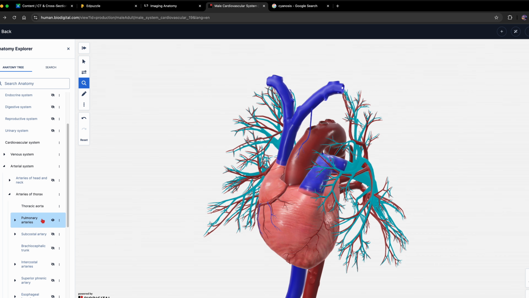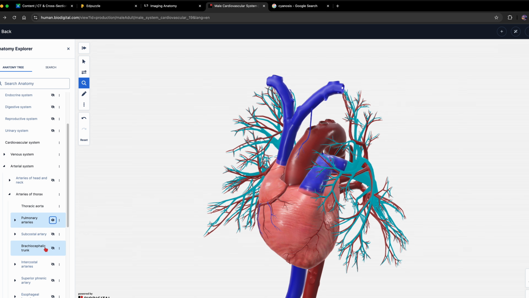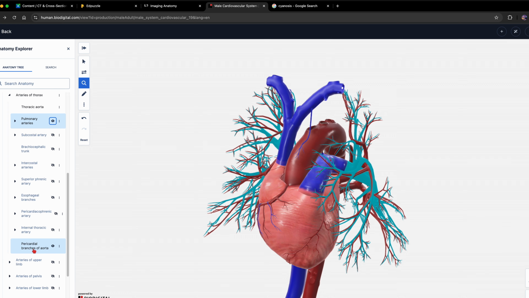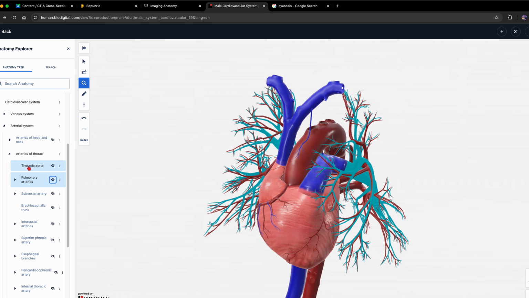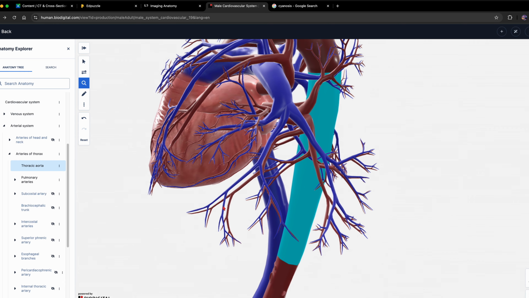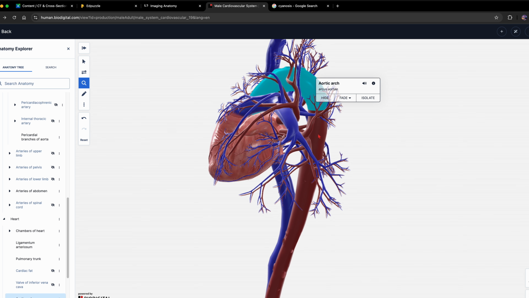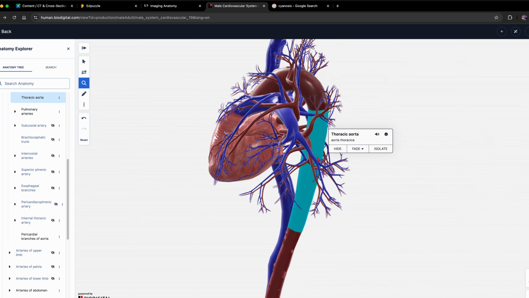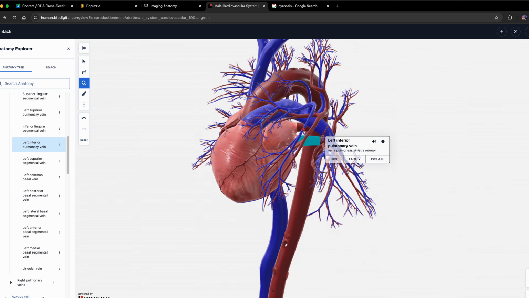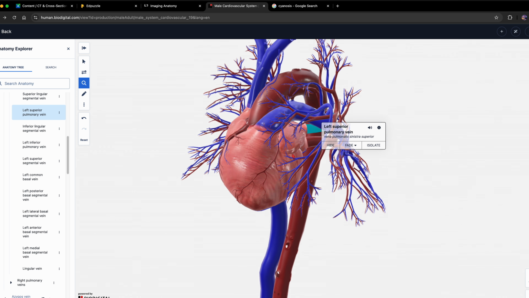And if we skip that, let's go to the pulmonary veins. Let's do the aorta instead. We can see the part of the aorta. That's the thoracic aorta, they call it. And that's the aortic arch right here. Aortic arch, thoracic aorta or descending aorta, that's the abdominal aorta. And these are the pulmonary veins. Those are emptying into the left atrium.